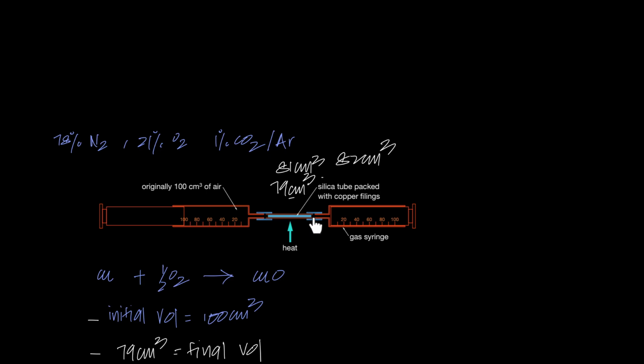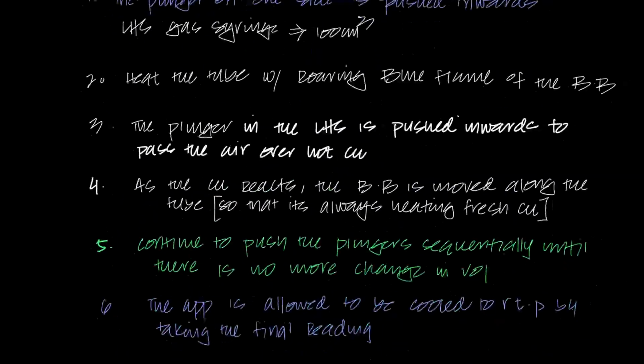And once it starts to react, some of it would react and some of it would go to the right hand side, right? And then you're going to push the right hand side plunger again in order for the unreacted oxygen to further react with the copper, and then it's going to come to the right hand side, right? So I've written it for you.